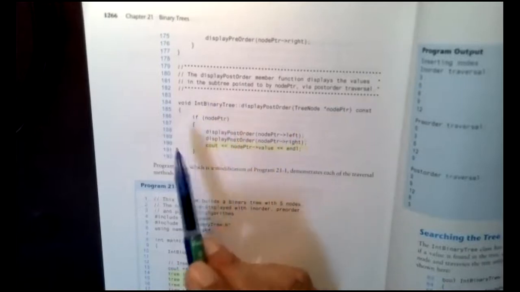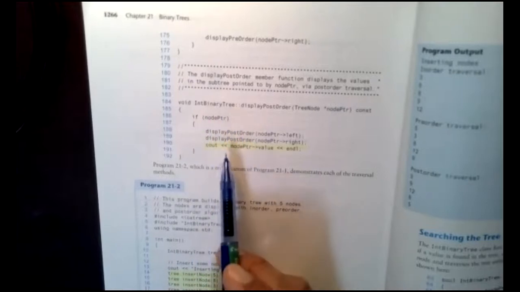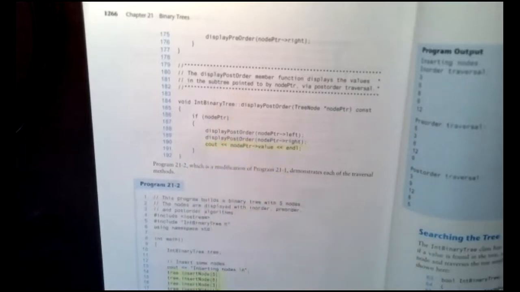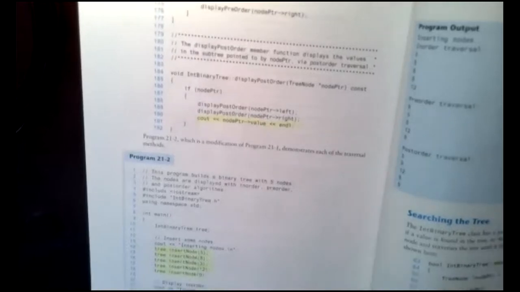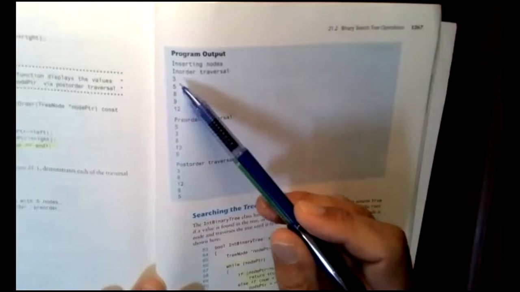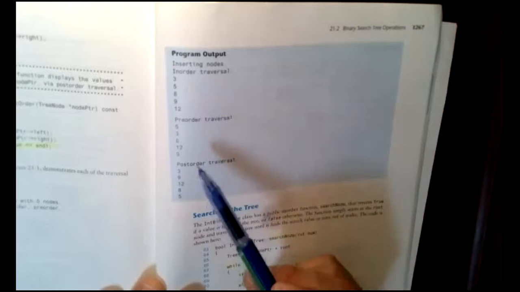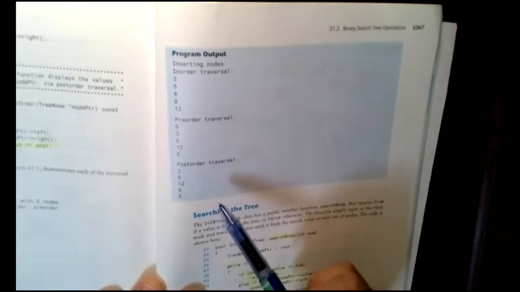And again, this is a little bit hard to wrap your head around, how it can be this simple using recursion. But as you can see, once you got one of them working, the other one worked. All right, so if you run 21-2, now after those numbers go in, you should see a display of in-order, which we said should be sorted from lowest to highest, pre-order, and post-order.